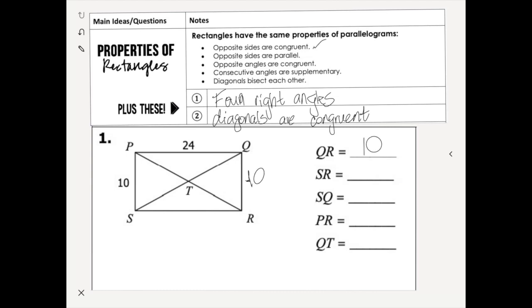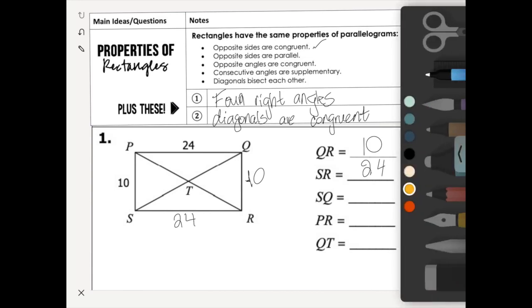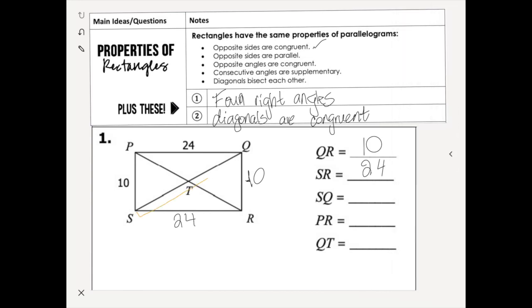So this is 10. We need to find SR. Again, opposite sides are congruent. So if PQ is 24, then SR has to be 24. Now we need to find SQ. SQ is this diagonal right here. And then we also need to find PR. That's the other diagonal. So one of the properties is that diagonals are congruent. That's right here. So if we find SQ, then we'll find PR.